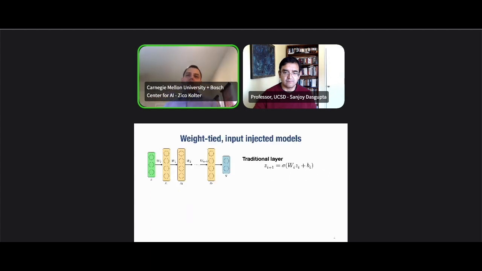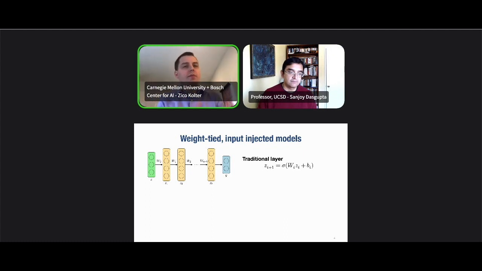The starting point for this is going to be thinking about a class of networks that I'm going to call weight-tied input-injected models. So in a traditional deep learning model, and of course there can be additional connections, this is a very simple feedforward network. We think of the layers in a network being computed sequentially, one after the other. So z_{i+1}, the (i+1)th layer, is some nonlinear function of a linear operator W_i times z_i plus a bias term. And that linear operator W_i could be a matrix, but it could also be a convolution.